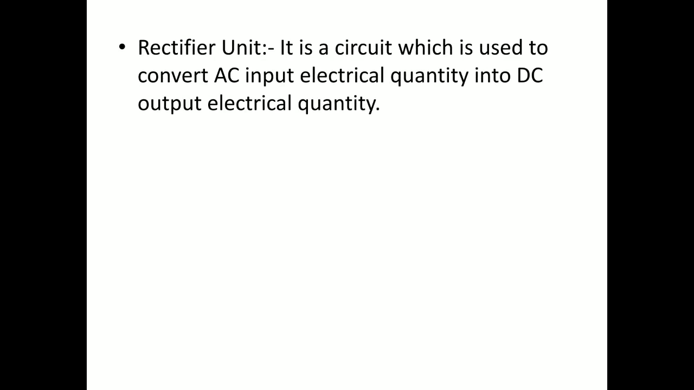Rectifier unit is nothing but a circuit with the help of which we are in a position to convert the input AC quantity into output DC quantity, or in a simple way it is nothing but an electric circuit with the help of which we convert the input AC quantity, that is alternating current or alternating quantity, into a DC quantity. So to convert AC into DC we need to use a circuit, and that circuit is known as rectifier unit.